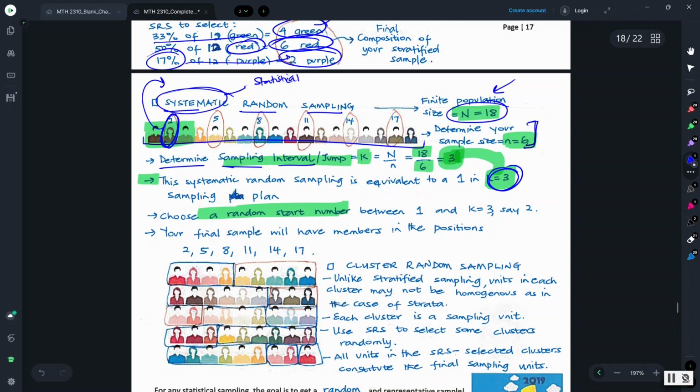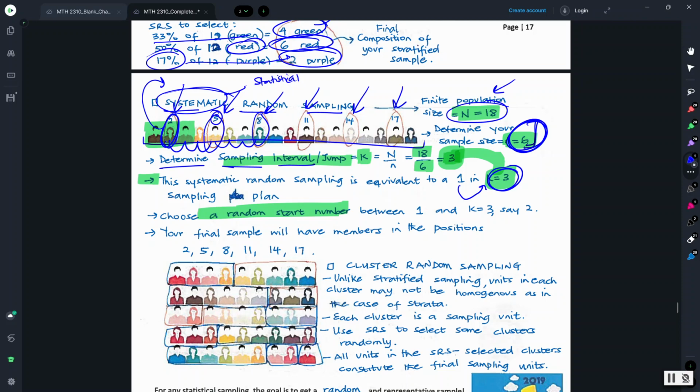Then again, using that 3, we're going to count 1, 2, 3. That takes us to the 5th person. That person also makes it in. You count another 3. That takes you to the 8th person. We continue doing that. And so eventually, you're going to pick the 2nd, the 5th, the 8th, the 11th, the 14th, and the 17th person to constitute the final systematic random sample of size 6. This sampling plan is also called a 1 in every K, or 1 in 3 in this case.